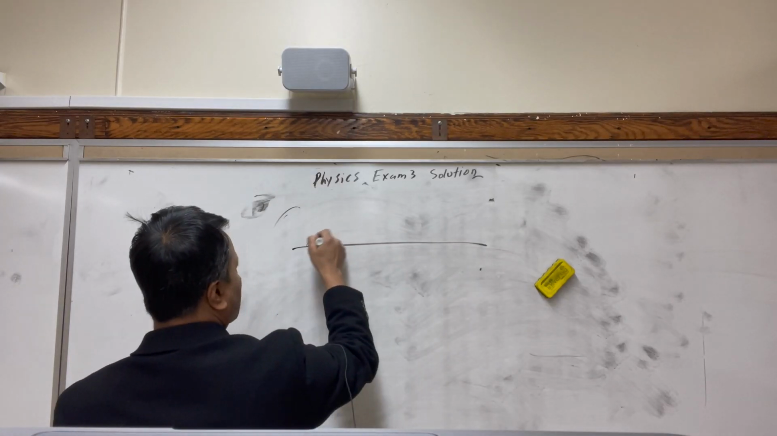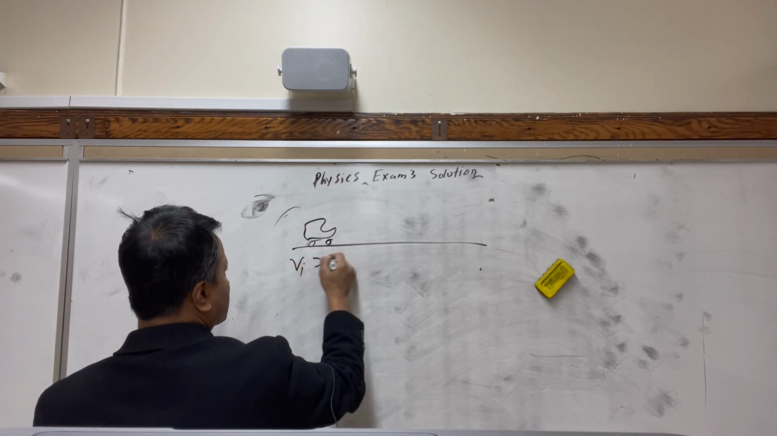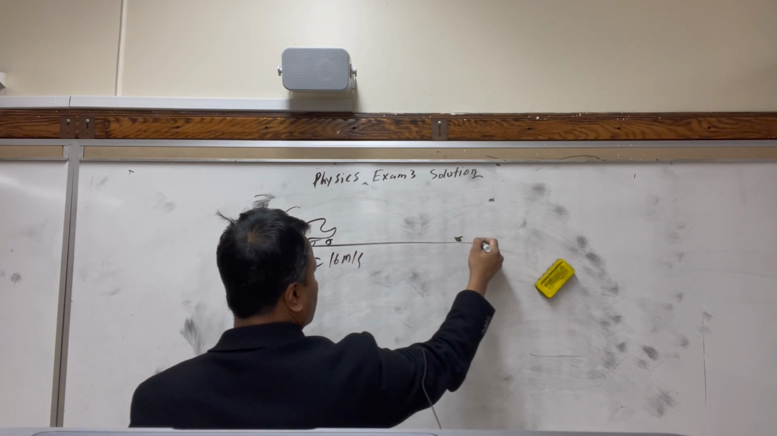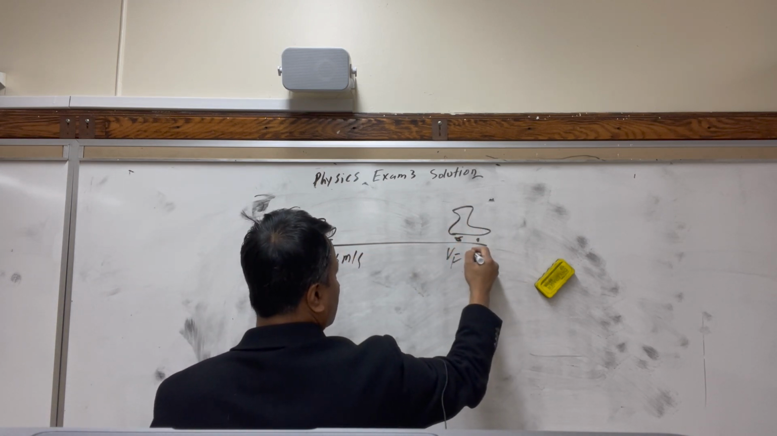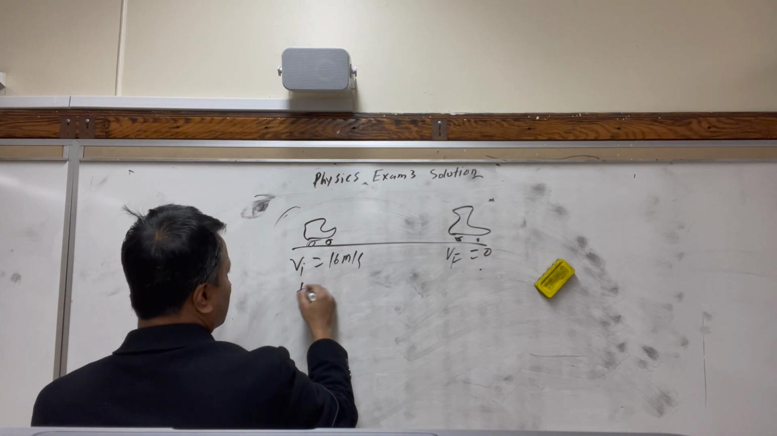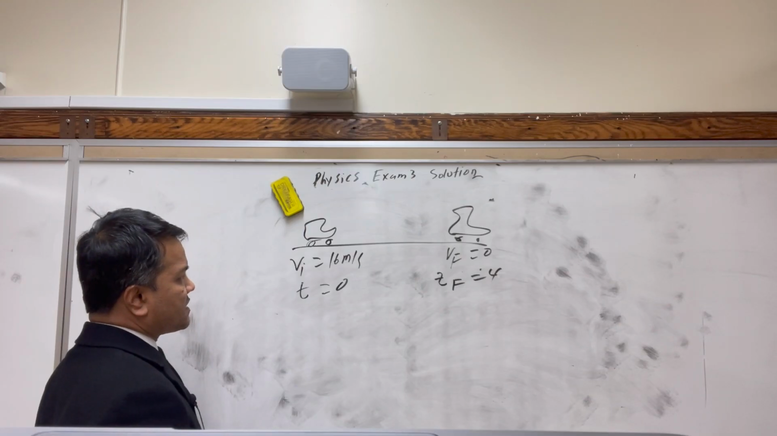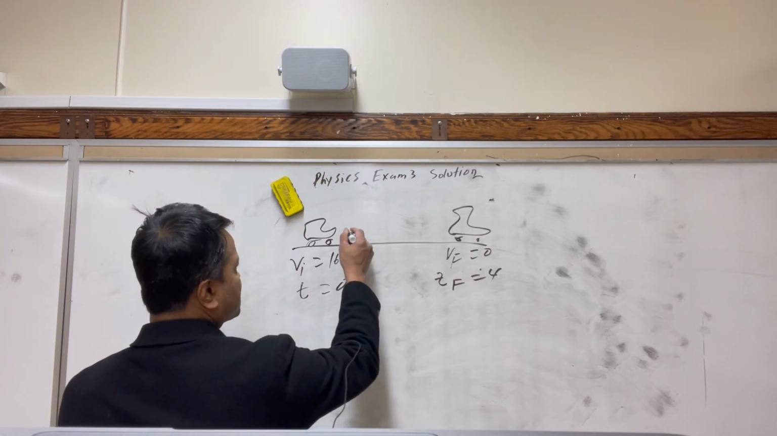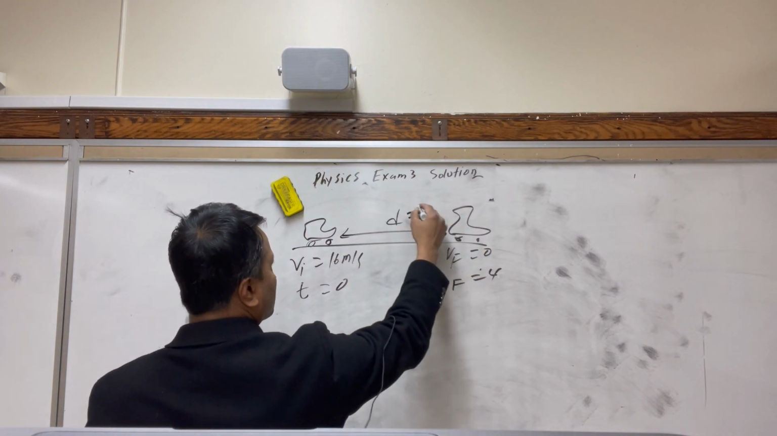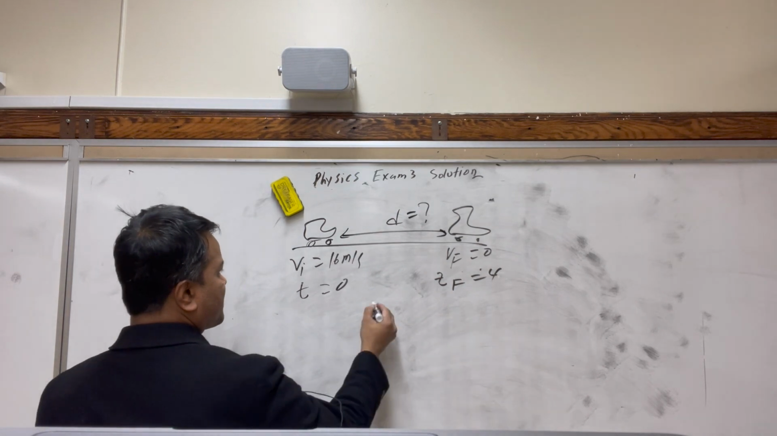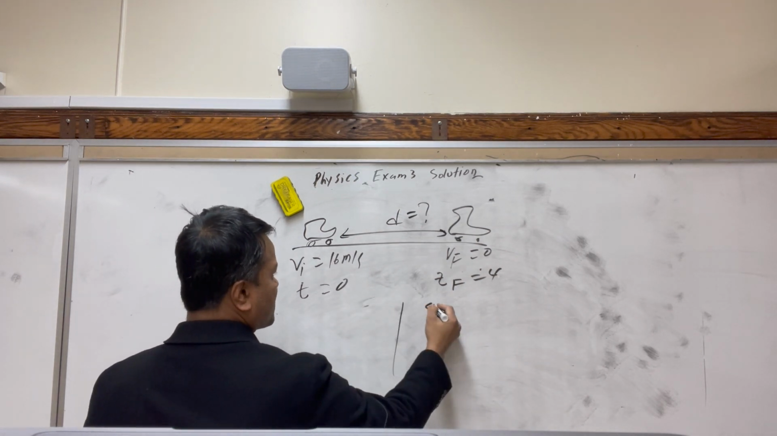A car's velocity is 16 meters per second and it comes to rest at 4 seconds. After 4 seconds, it comes to rest. How much distance does the car travel before it comes to a stop? So let's first find the acceleration. It's a two-step problem. We're going to solve it.